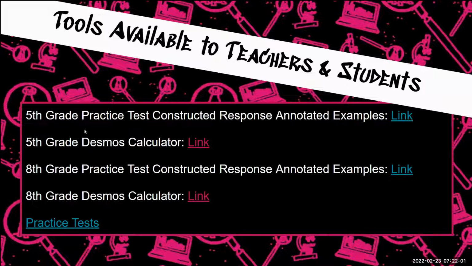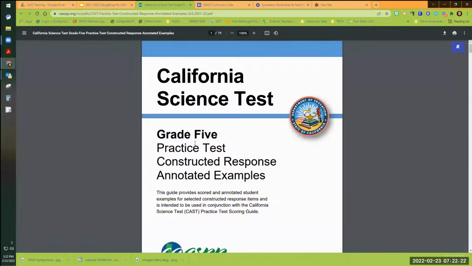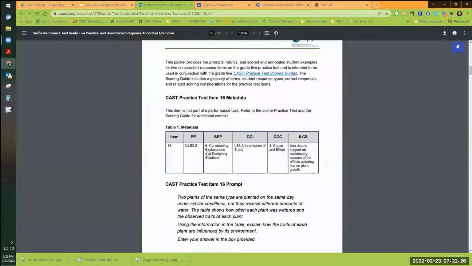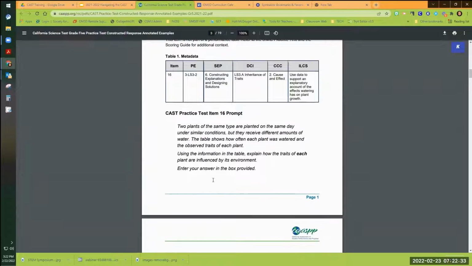So what I have on this slide are practice test constructed response annotated examples. Oftentimes, as test administrators, we will use these types of questions and these types of documents to analyze how to help our students, but it's also powerful to use these with the students. You could take this prompt. So this is a practice test item. It's item number 16 that the students, if they're taking the practice test, would actually encounter.